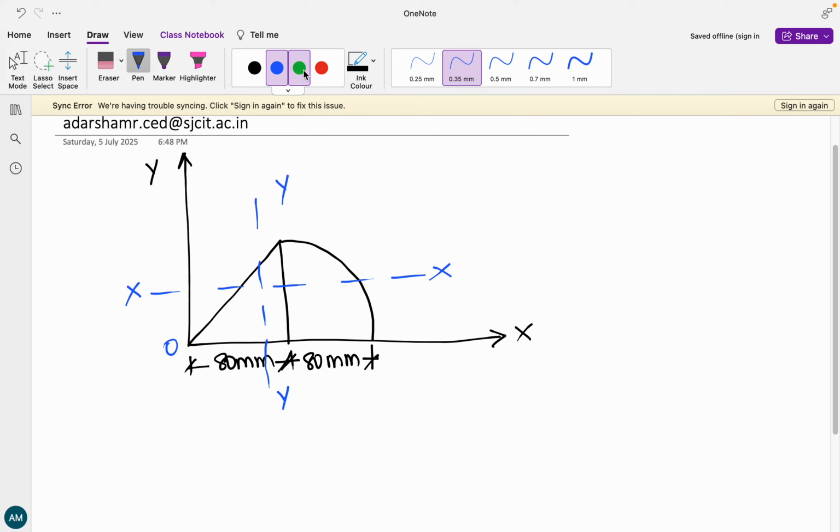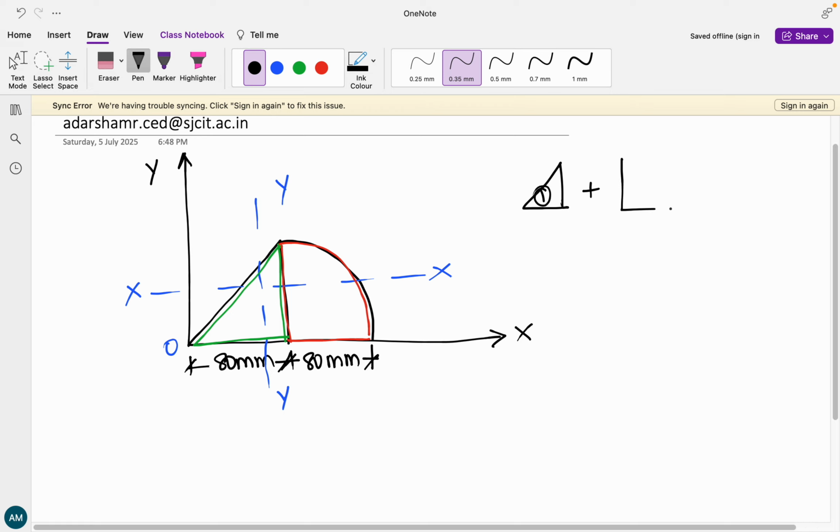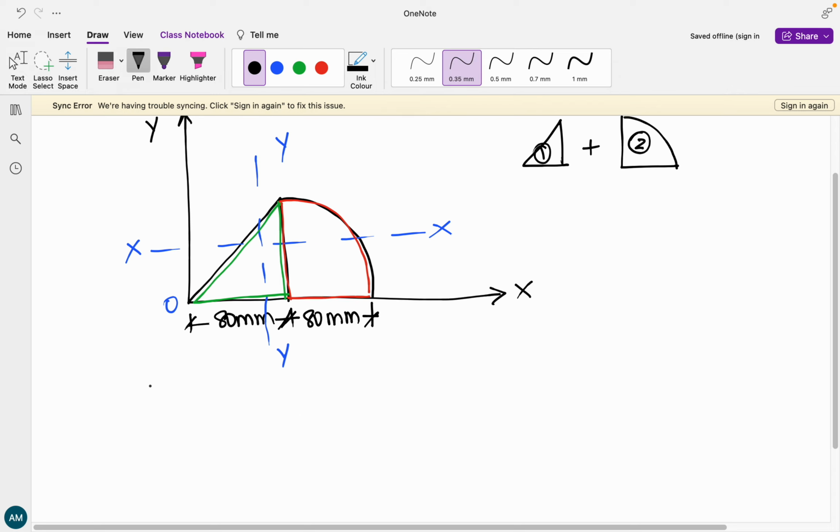Next, let us divide this given composite figure into known standard components. So a triangle followed by a quarter of a circle. Let us call this right angled triangle component 1, plus the quarter of a circle as component 2.